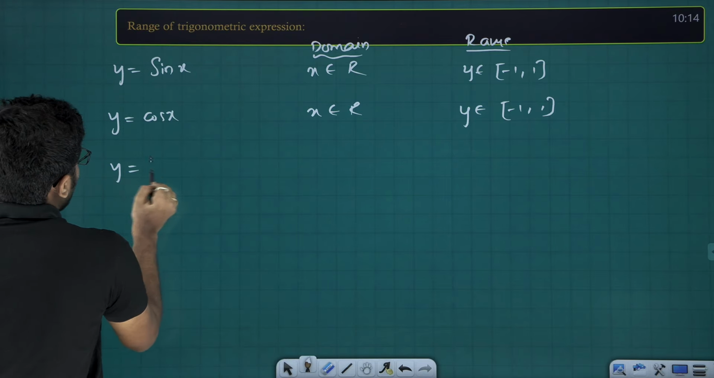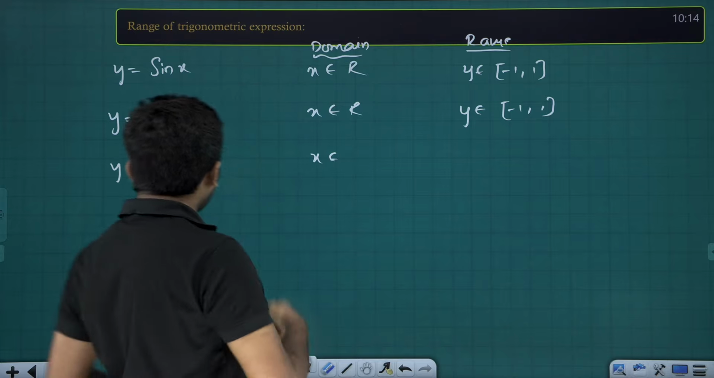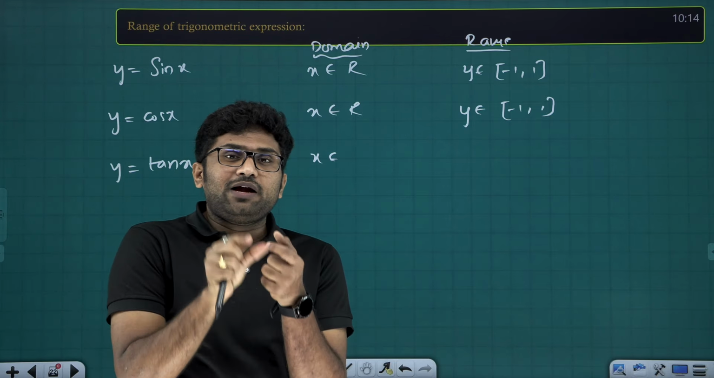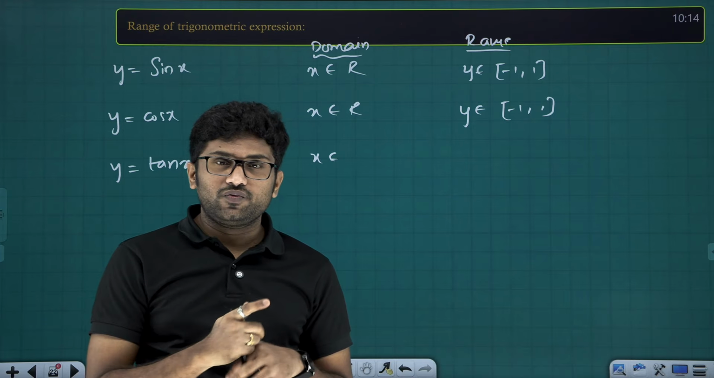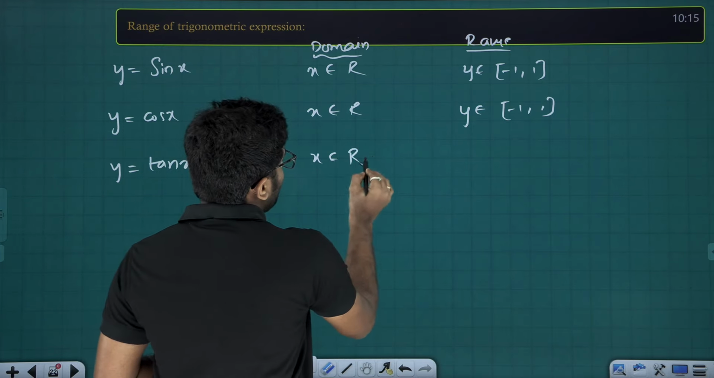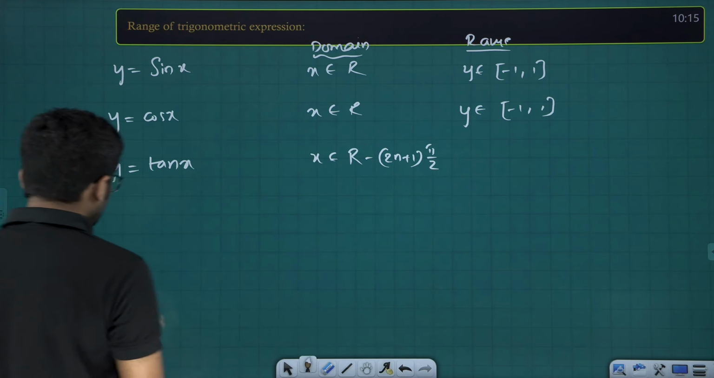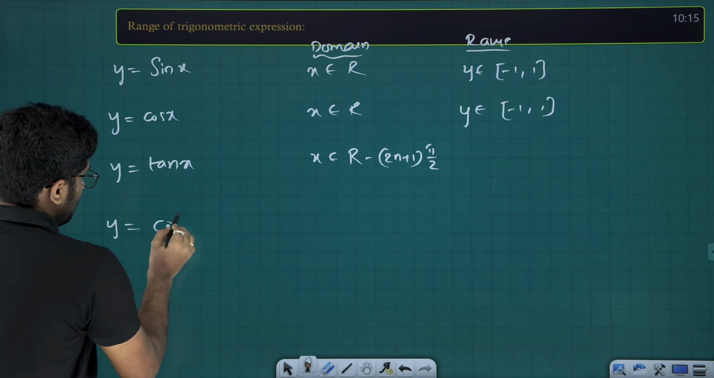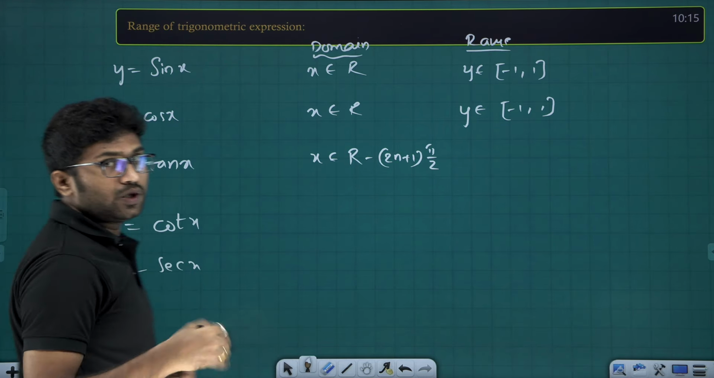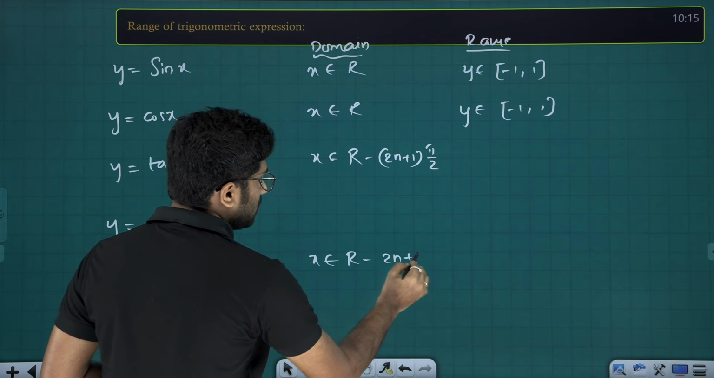For y is equals to tan x, tan x is sin x by cos x. So we have to include only the values of x such that cos x cannot be 0. When will cos x be 0? For all odd multiples of pi by 2. So we exclude that: R minus of (2n plus 1) into pi by 2. Friends, remember one thing. For secant x and tan x, the domain will be the same. So for secant x also, R minus of odd multiples of pi by 2.